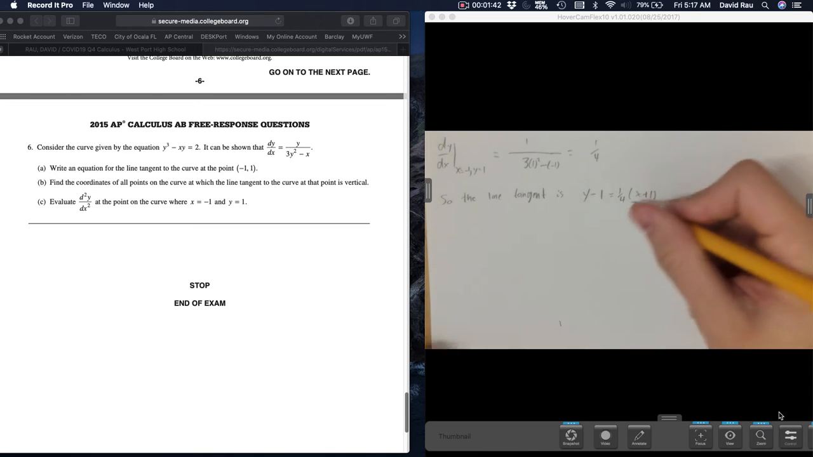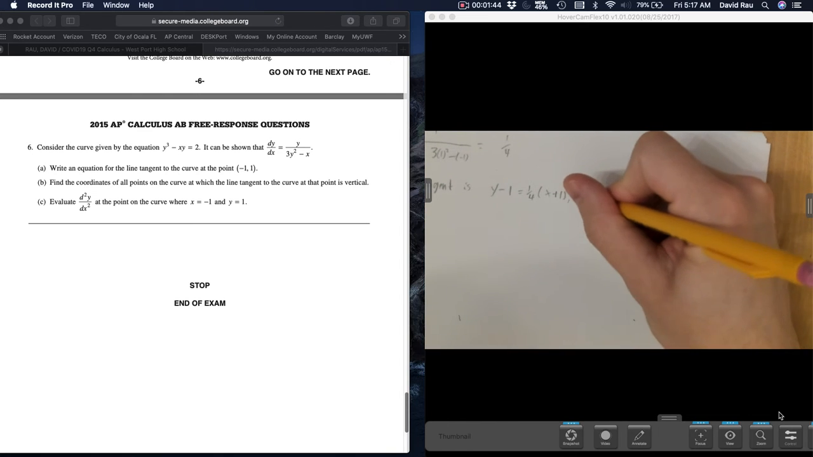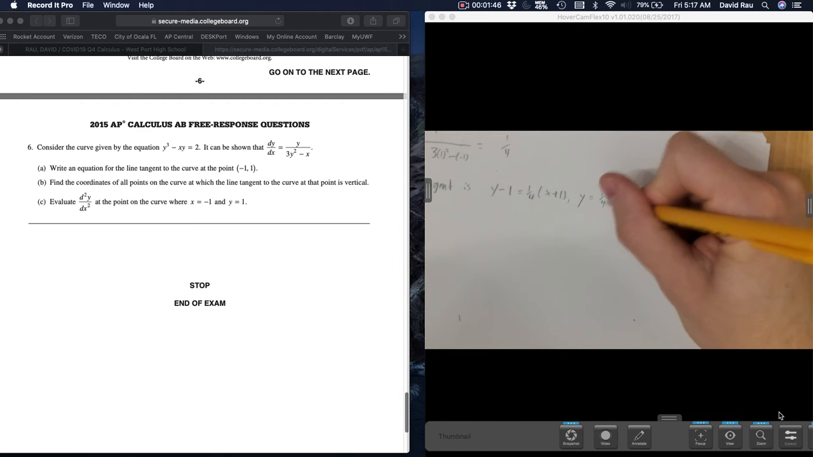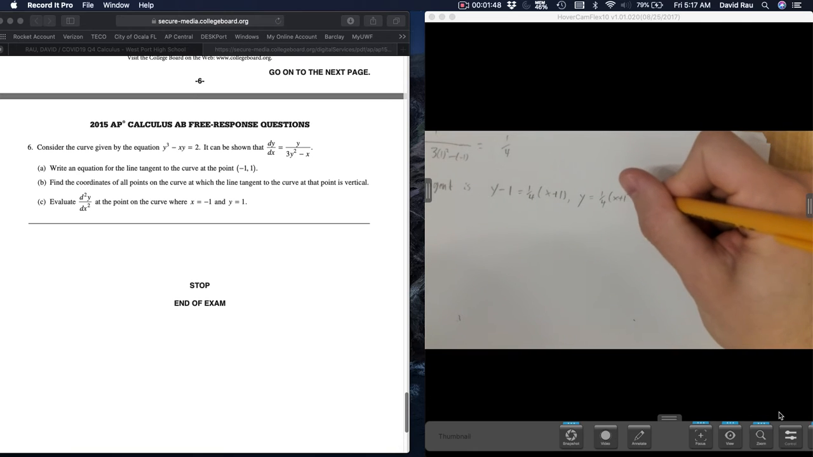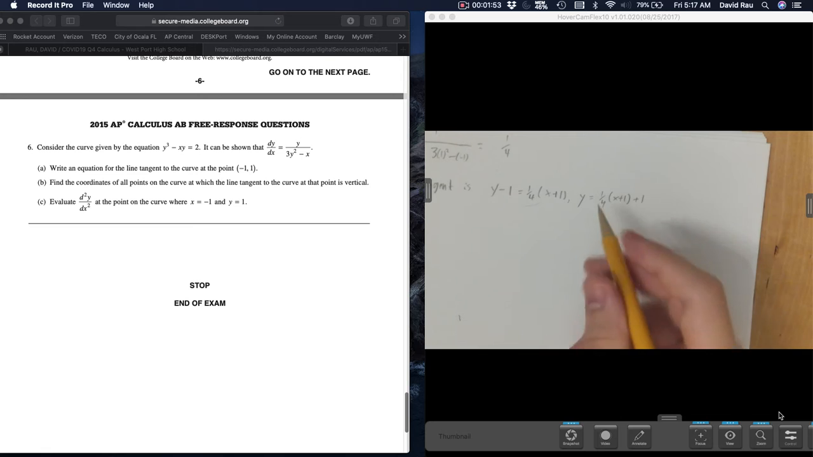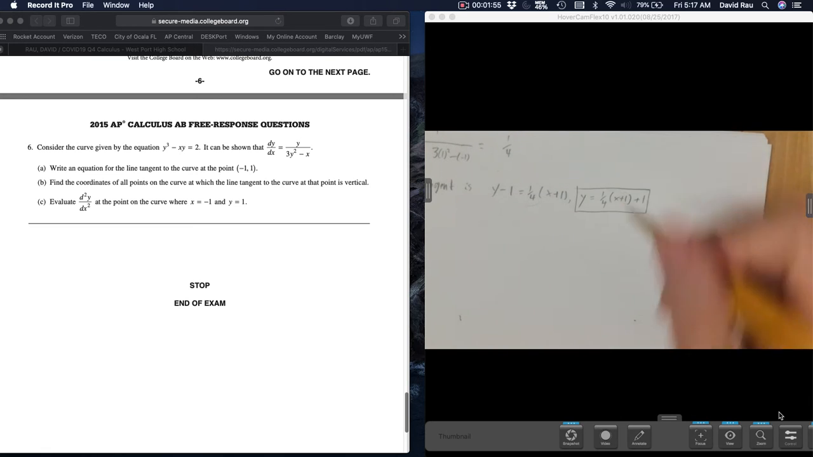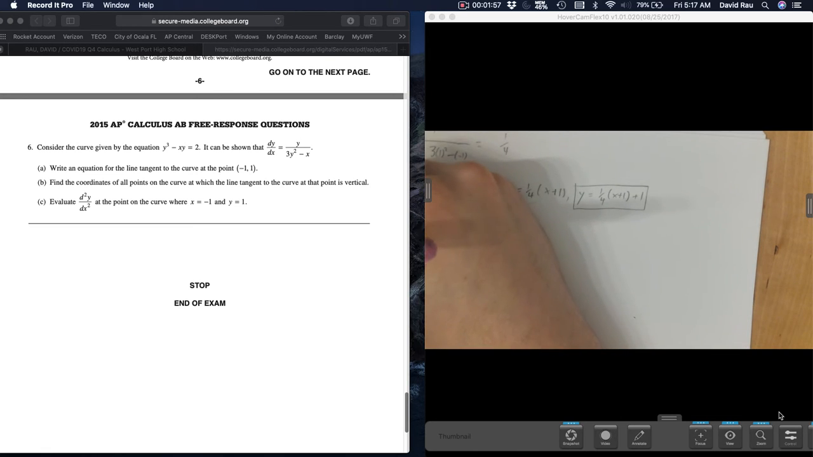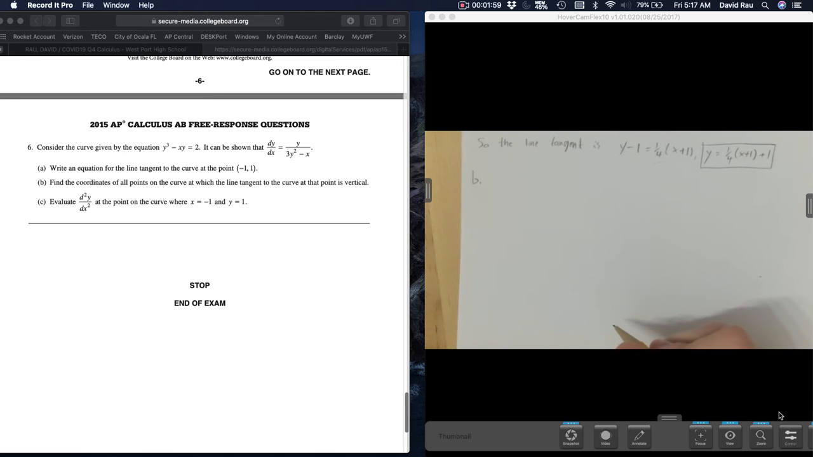Okay. Now, you could also solve this for y. It's not really going to make a difference, because technically this is still an equation of a line. You can stop here, or wherever you want to stop. Okay, part B. Find all the coordinates where the line tangent to the point is vertical.